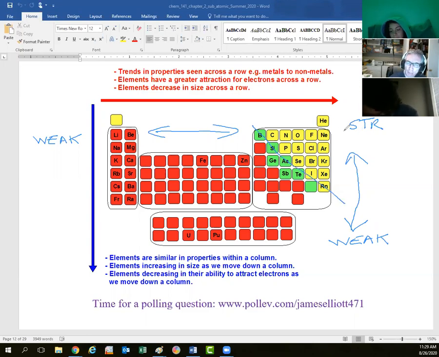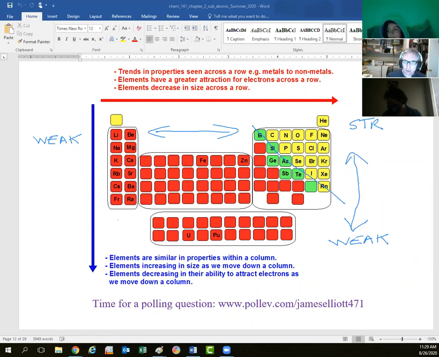So although non-metal atoms tend to be smaller, they're actually better at attracting electrons. While the metals, being bigger, are actually worse or bad at attracting electrons. That's the two main trends we want to talk about in this chapter. And we'll be able to explain why these trends happen once we've looked at electron configurations.